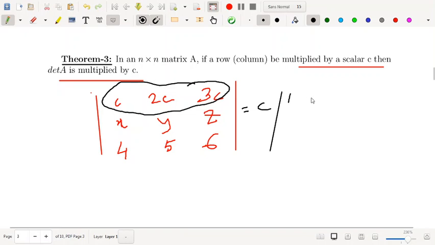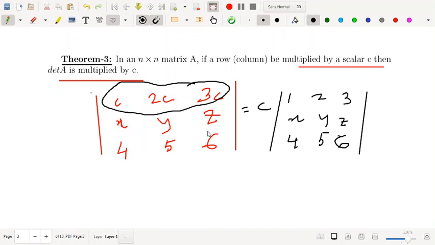So what you can write, 1 2 3, X Y Z and 4 5 6. Okay, this is how you can take common from any row or column. It can be done for the column also. If your columns are multiplied by a scalar, you can take common, or you can multiply.